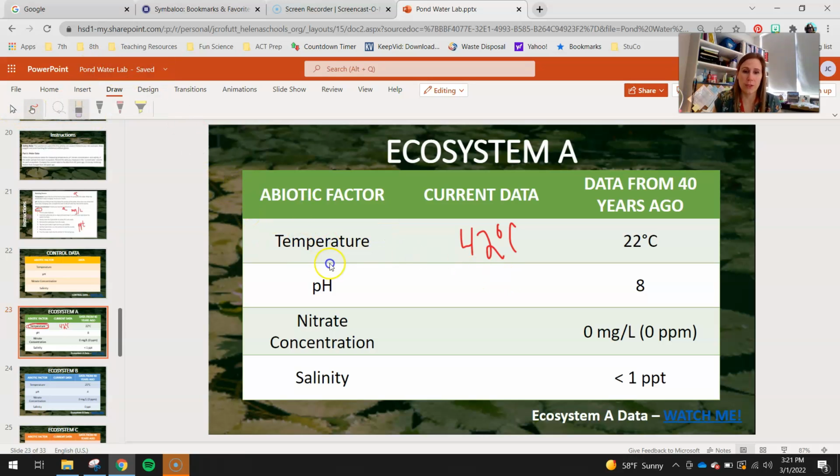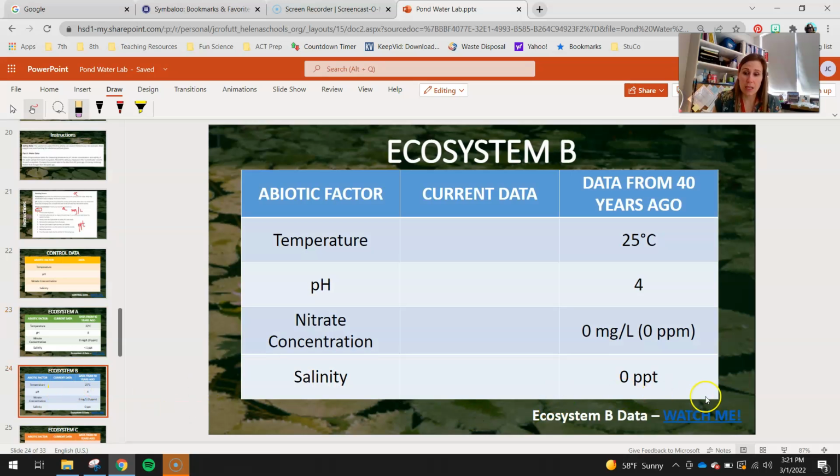Okay, so after you collect data for ecosystem A, look through and circle any that you think are significantly different. Okay, there's a pretty big difference in maybe the temperature, pH, nitrate concentration, or salinity. Okay, do the same thing for B.